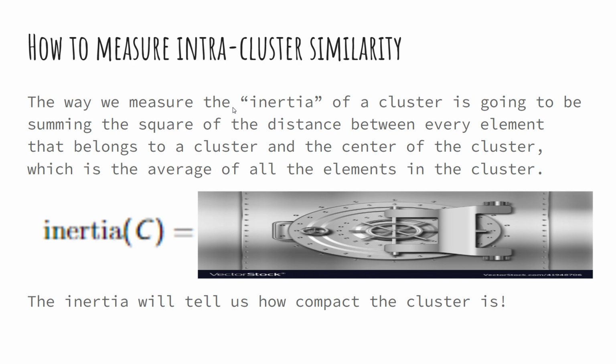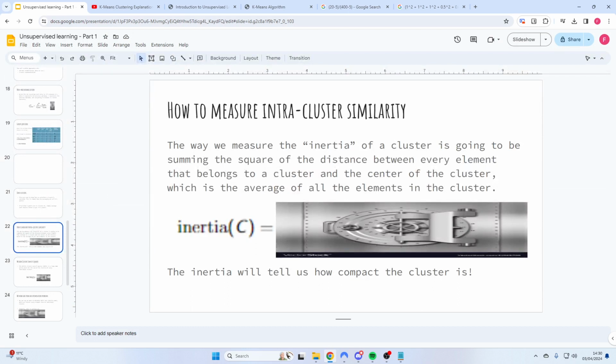And the way we calculate the inertia of a cluster is going to be taking the square of every distance between every element that's in the cluster to the center of a cluster. And remember, the center of a cluster is the average of all of the elements in the cluster. So if we have 3 items in our cluster, we're going to calculate their individual distances from the center, square it, and sum all of them together.